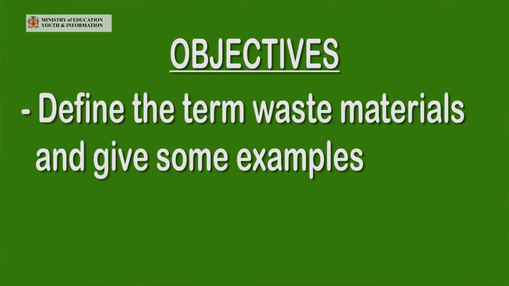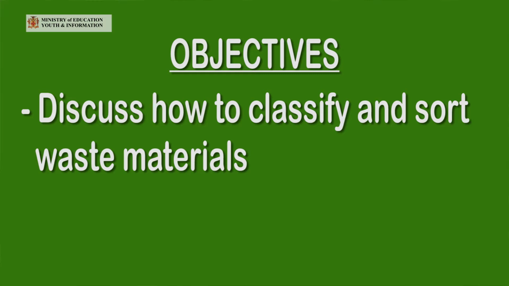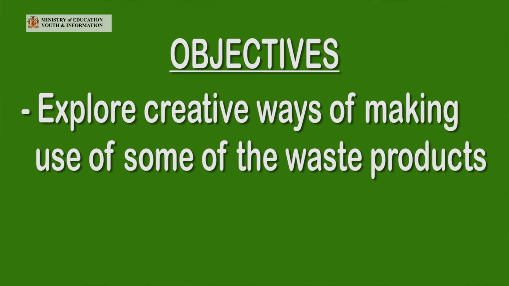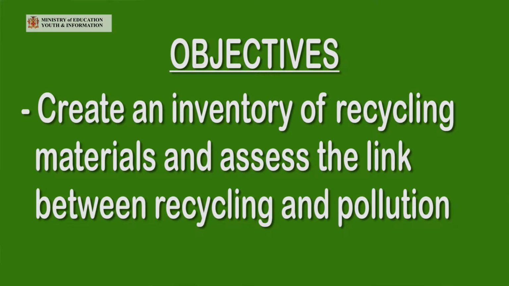The objectives for today are: we're going to define the term waste materials and give some examples. We're going to discuss how to classify and sort waste materials. We'll be differentiating between waste and reusable items, and we're going to explore creative ways of making use of some of the waste products. We're going to create an inventory of recycling materials, and then we're going to assess the link between recycling and pollution. Now let's get right into the lesson.